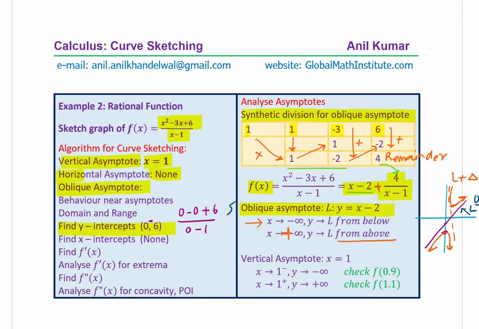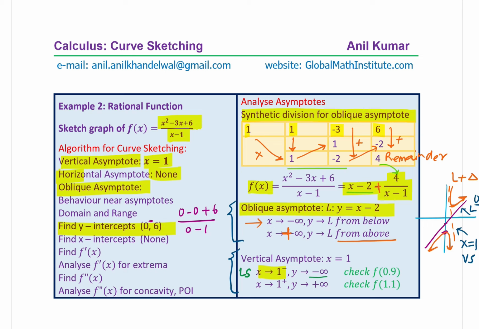So what we have done here is we have analyzed close to the oblique asymptote, and then analyzed close to the vertical asymptote. Now, the vertical asymptote is at x equals 1. You have to see what happens when you approach this vertical asymptote from the left side and the right-hand side. So we say when x approaches 1 from the left side, in that case, it approaches minus infinity.